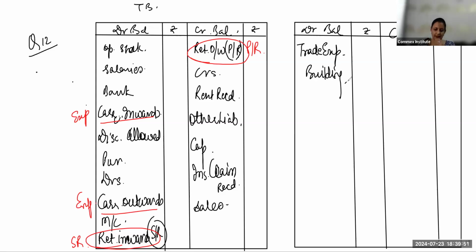Okay, now fill in the figures and check the answer. Check the total of the debits and the credits. You're getting 7,90,000. Okay, so they say that the debit side total is 798,600, and on the credit side also it is 798,600.